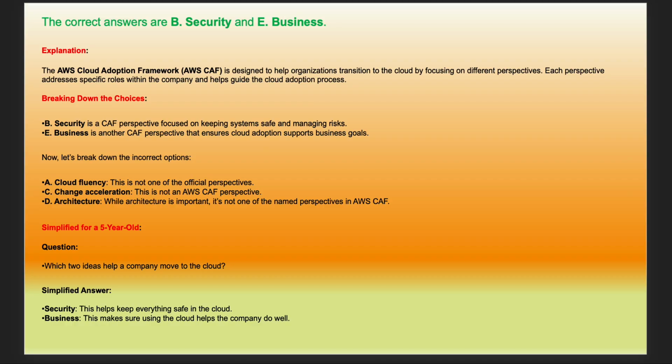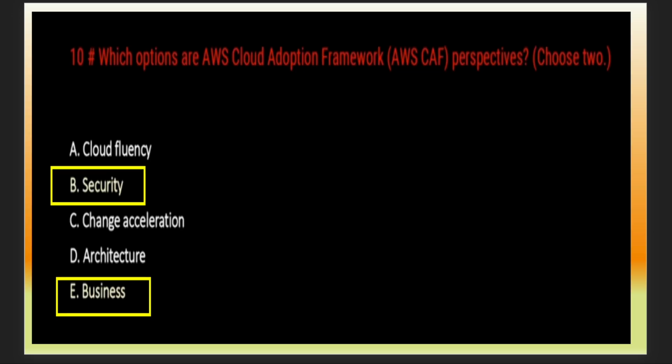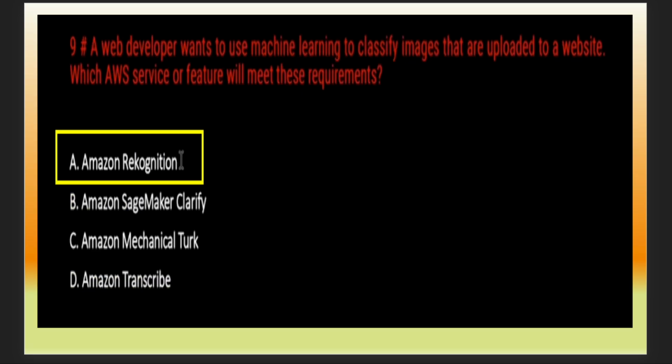Security and business. The explanation is Cloud Adoption Framework is designed to help organizations transition to the cloud by focusing on each perspective. Security is a CAF perspective focused on keeping the system safe. Business is another CAF perspective that ensures cloud adoption supports business goals. Again, let's revise. Which options are AWS CAF perspectives? Security and business.